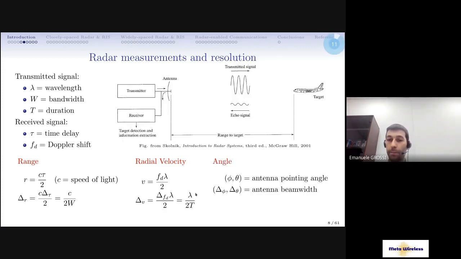Finally, the antenna pointing angle gives us the angle measurements of the target, and the antenna beamwidth gives us the error, or the accuracy, with which we are able to measure these quantities.